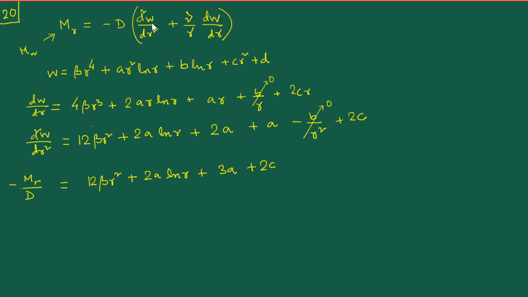So that is my d square w dr square plus I need to write this nu by r. So I'll do that operation in one shot. I'll divide throughout by r for this expression. That will give me 4 beta r square plus twice a ln r plus a plus twice c. Okay, so this is basically my mr expression.